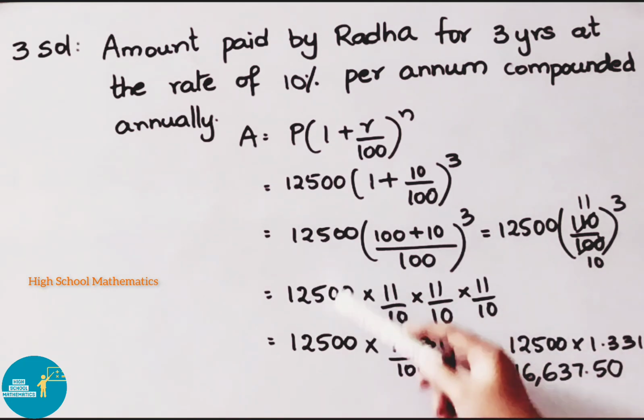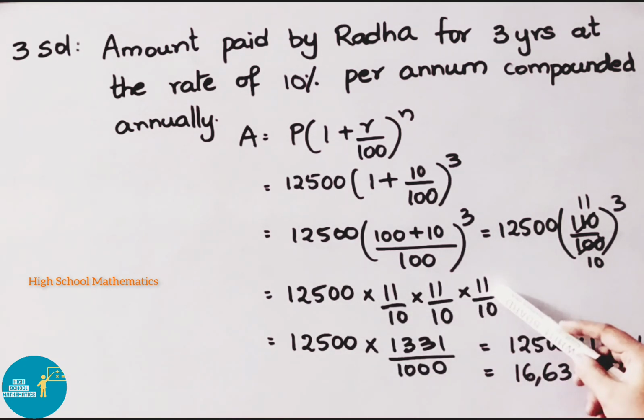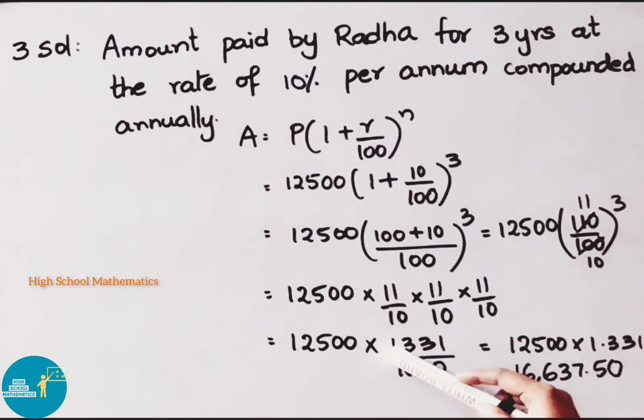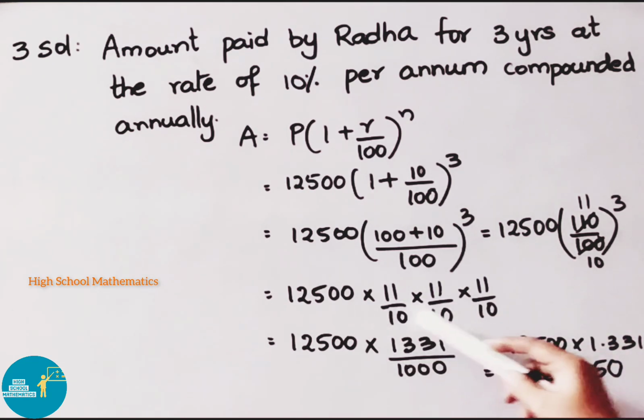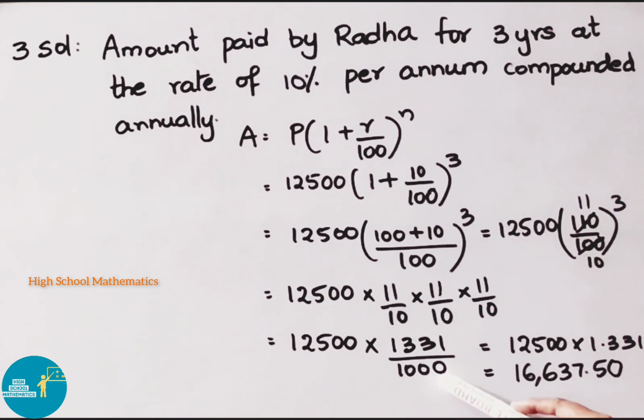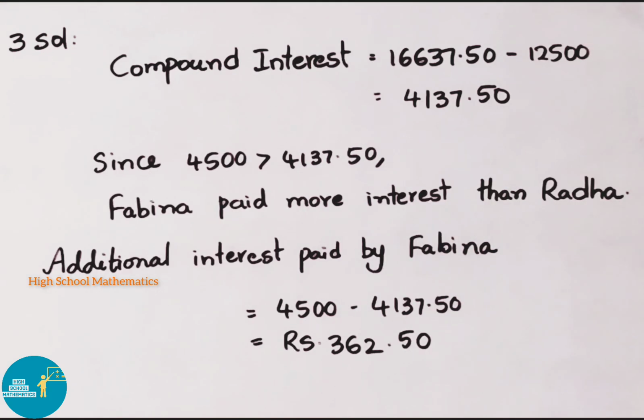That equals 12,500 into, multiply the numerator, 11 multiplied 3 times, that is 1,331, by 10 multiplied 3 times, that is 1,000. So 1,331 by 1000 can be written as 1.331. So 12,500 into 1.331. Now we have to do multiplication. On multiplying these both, we get the result 16,637.50, that is 16,637 rupees 50 paise.